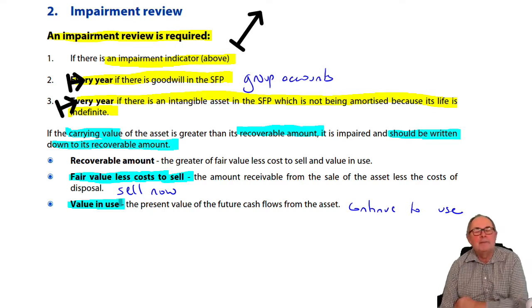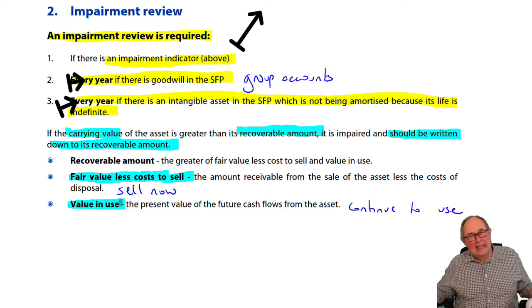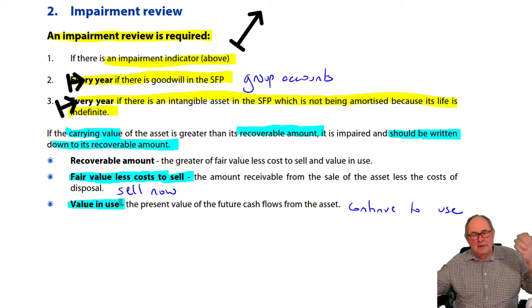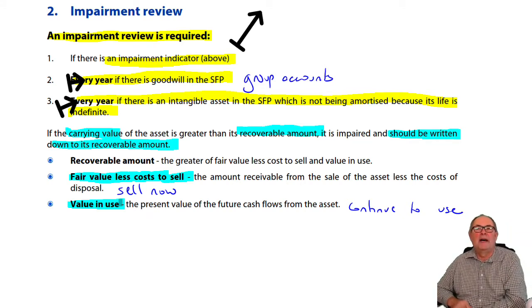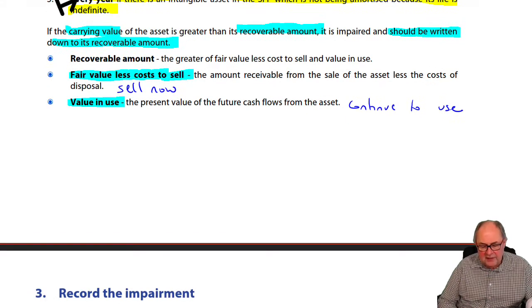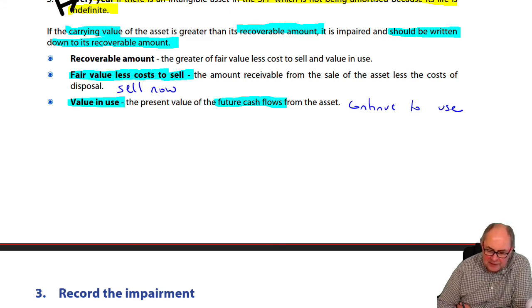But either way, if you can actually sell it for more than you could get from using it, you'd sell it. If you were going to generate more by using it, then of course you'd continue to use it. The key thing is, of course, that this number, value in use, is where you're looking at the future cash flows, for example, over a period of 5 years.